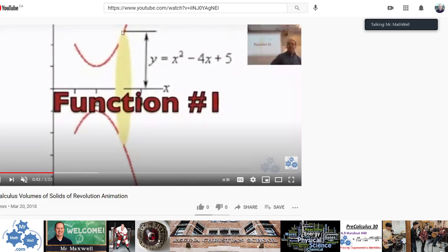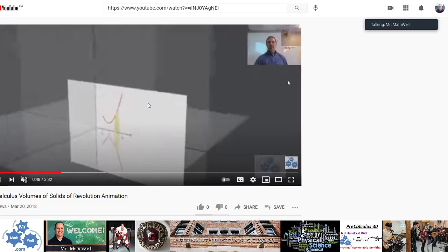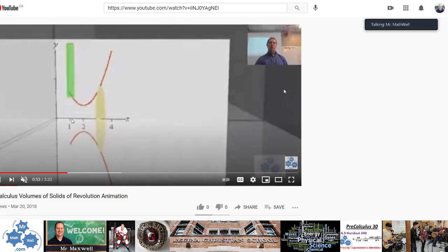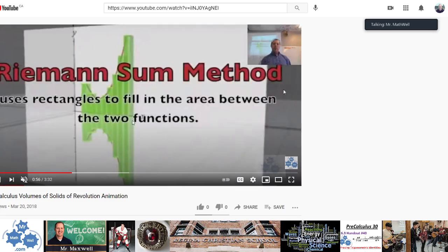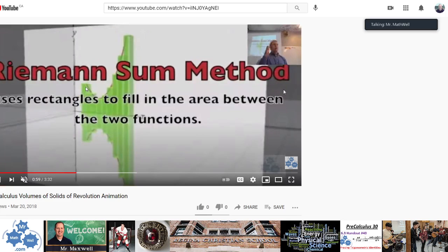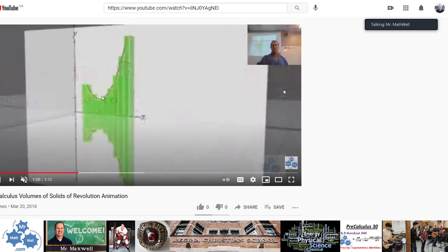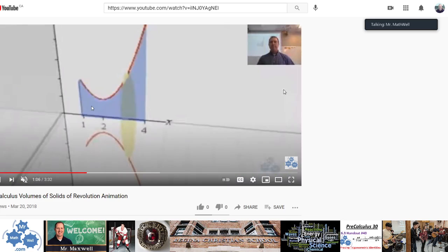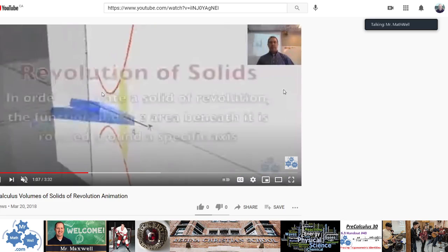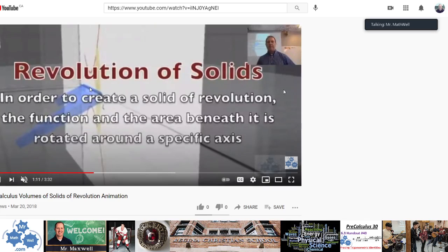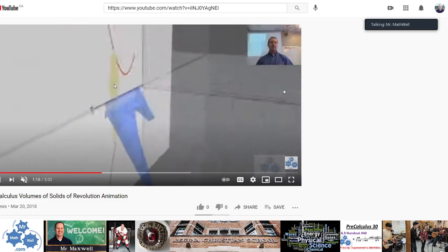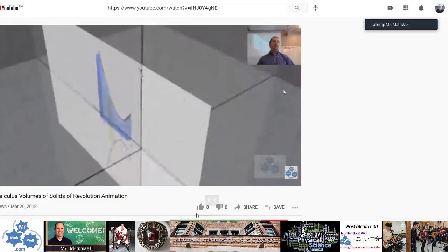So here's a graph above here, this x squared minus 4x plus 5. Looks like between about 1 and 4. And if we consider the area underneath that graph from about 1 to 4 or 5, we first learned about Riemann sums. Remember Riemann sums, the rectangles. And if you consider this, we're going to take this area right here, and this is the big thing right here. We're going to take this area, and we're going to revolve this area around a specific axis. In this case, we're going to revolve it around the x-axis here. Okay?